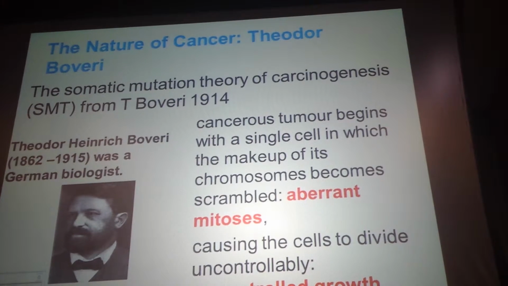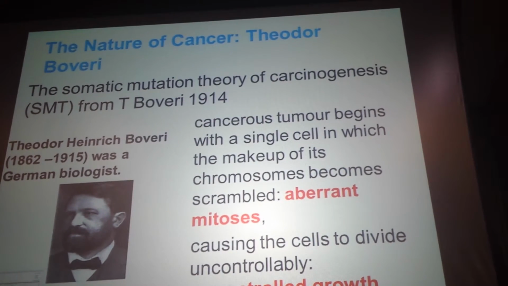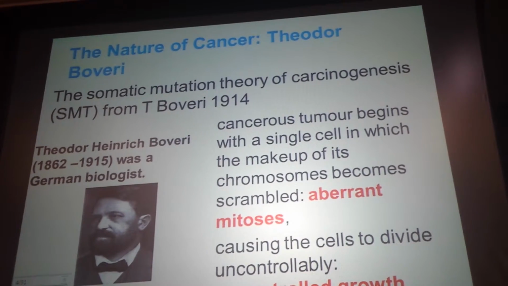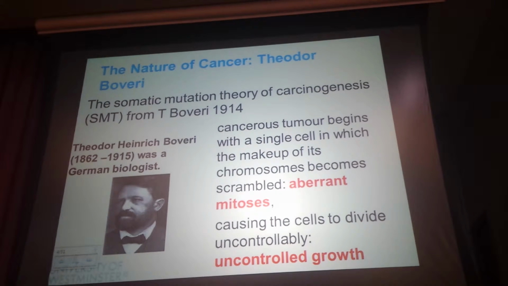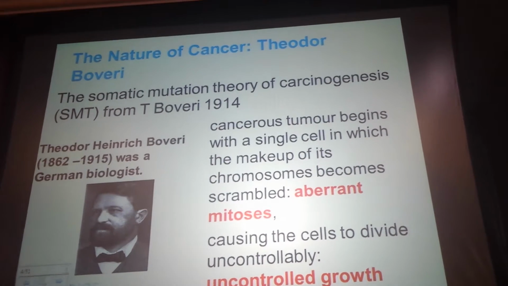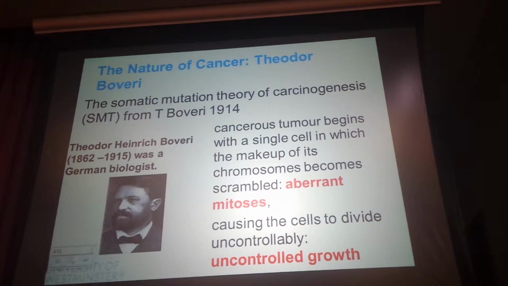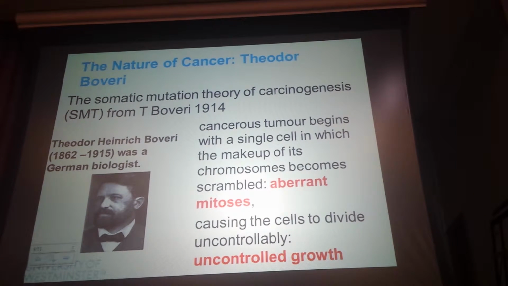Later on, another scientist, a German biologist, Theodor Heinrich Boveri, developed a theory which is actually still relevant because it's the basis of genetic cancer: the somatic mutation theory of carcinogenesis. He actually published that in 1914, and you'll notice that it's just a year before he died. He died quite young.